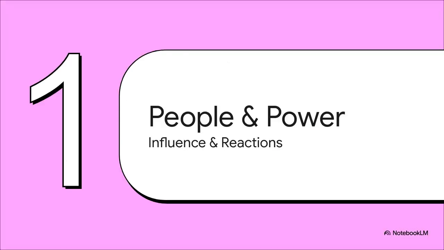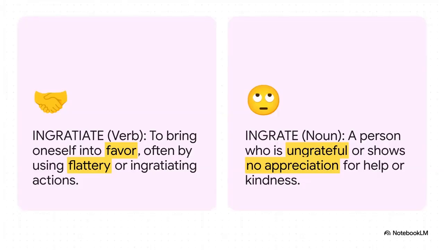All right, let's dive into our first group. This one is all about people, power, and how we influence and react to one another. Okay, first up, let's look at 2 words that sound so similar but have totally different meanings. To ingratiate is a verb. It's an action. It's when you try to get someone, like your boss or a teacher, to like you, maybe by giving them lots of compliments or doing extra favors. For instance, the new employee tried to ingratiate himself with the team by bringing coffee for everyone.